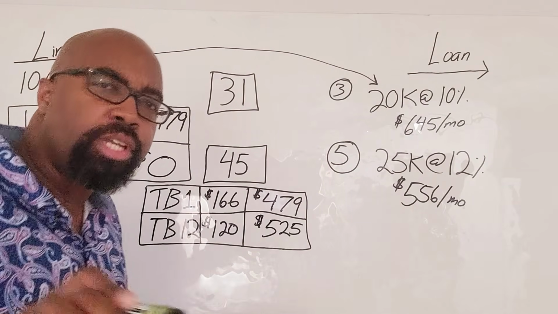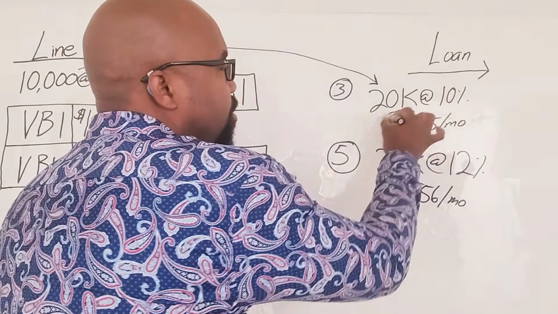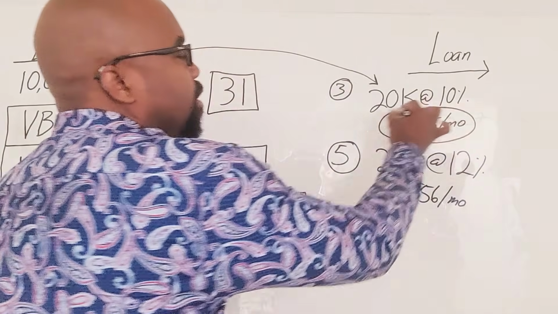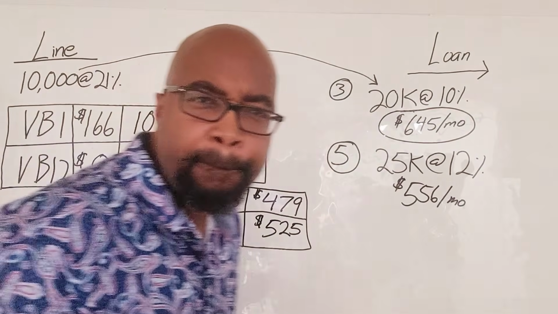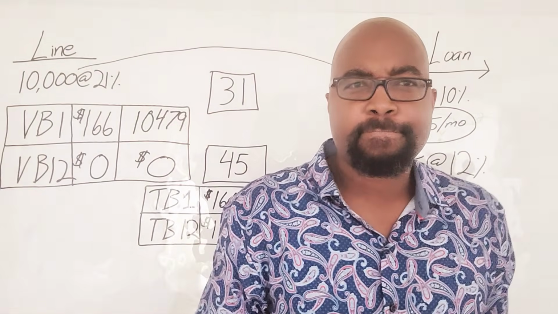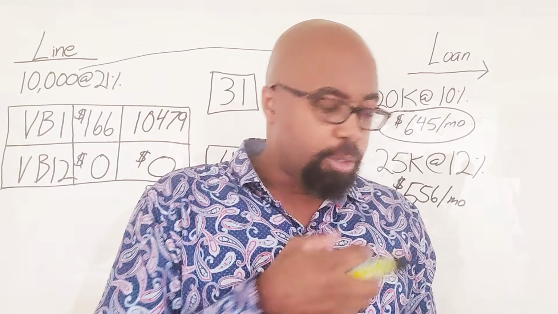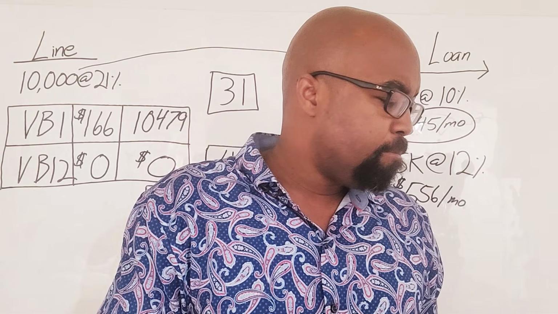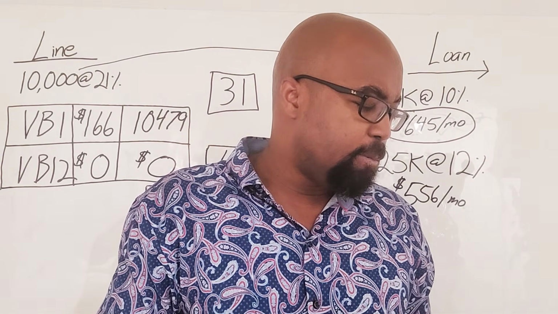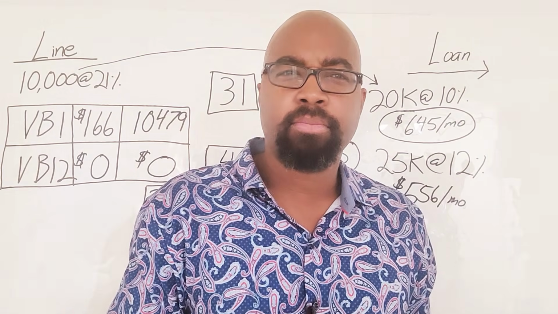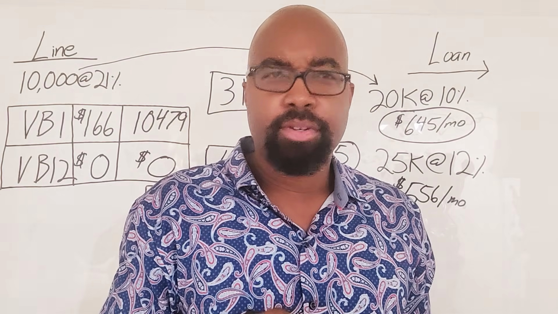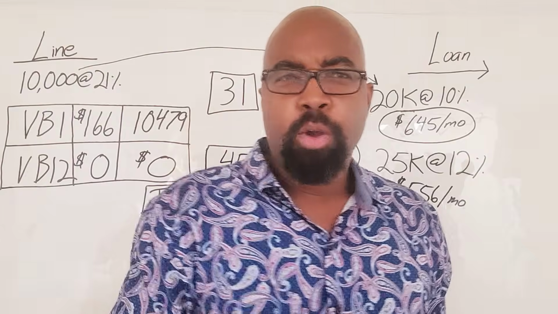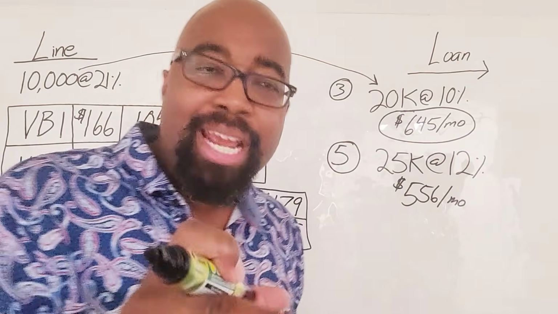So the $645 actually goes to you. It goes to you. And I want to say that you're out of this loan in what, 6 months? You're out of it in 6 months, not 3 years. Does that make sense?